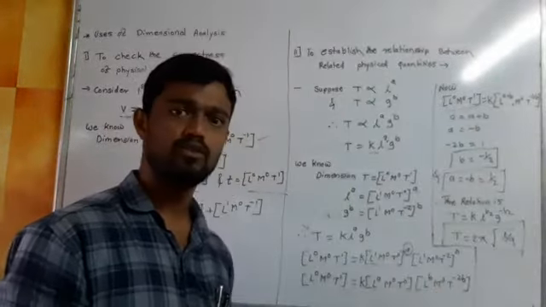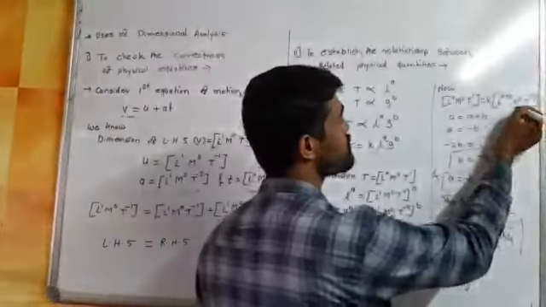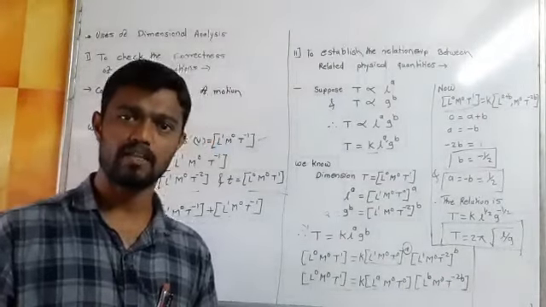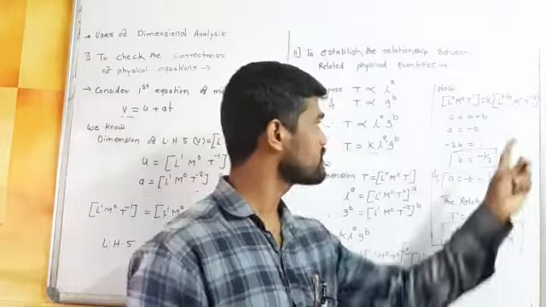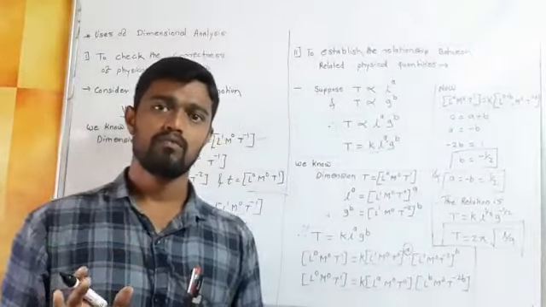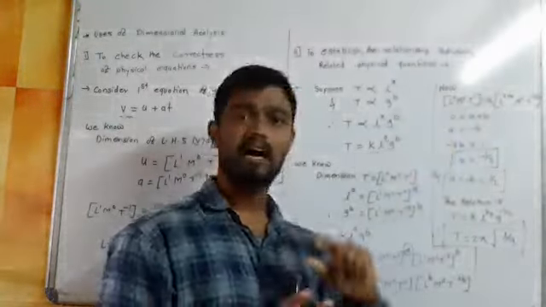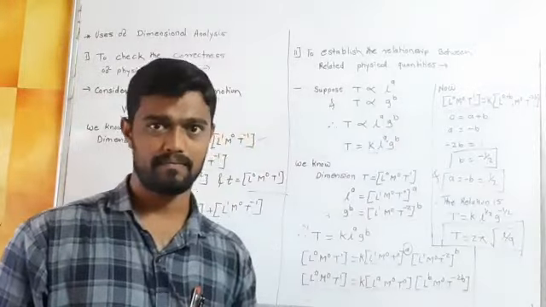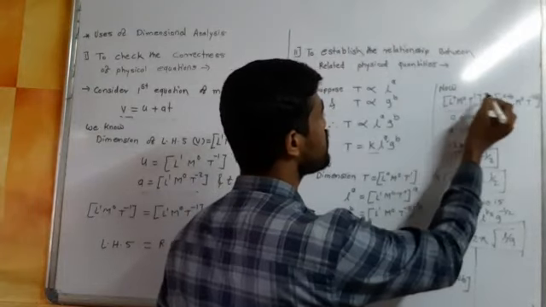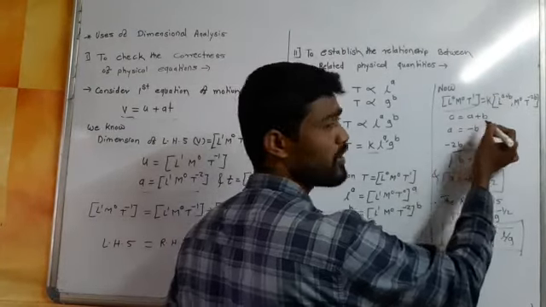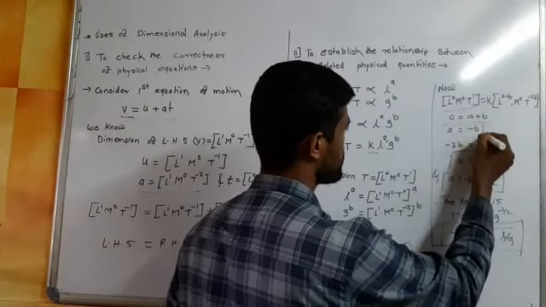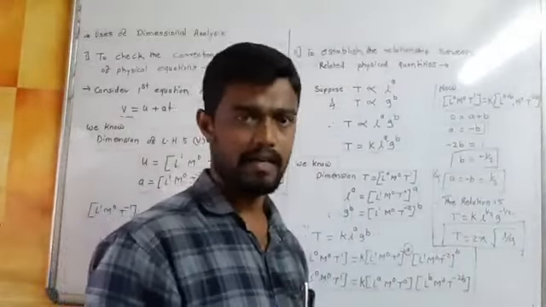M raised to 0, M raised to 0, 0 plus 0 is 0, so you get M raised to 0. Next, T raised to 0 plus T to the power minus 2B, so T to the power minus 2B. Now just think about the powers of L, M and T. Here it is 0, so 0 is equal to A plus B. I got it. So A is equal to minus B. That is my first equation.